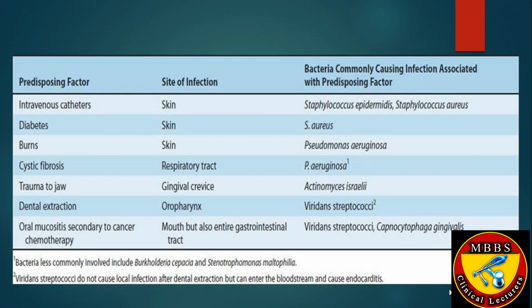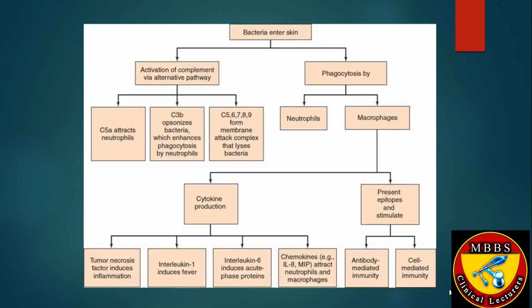Then we have viridans streptococci. They are causing the oral mucositis, and this is seen in the patients who are undergoing cancer chemotherapy. And viridans streptococci can not only cause infection in the mouth but also in the whole GIT tract.